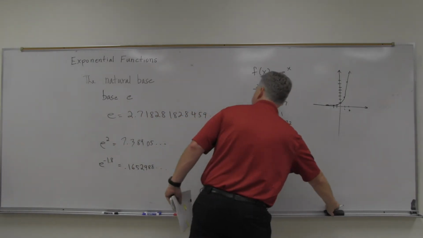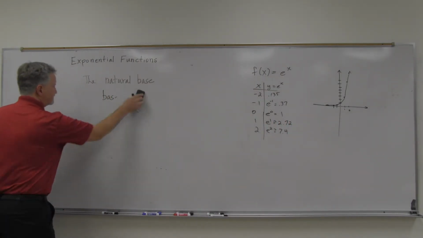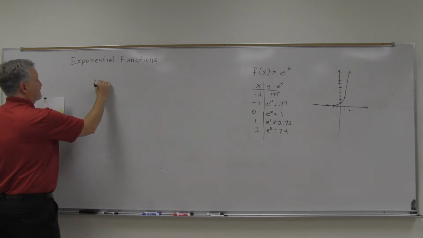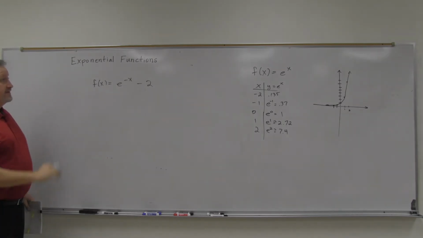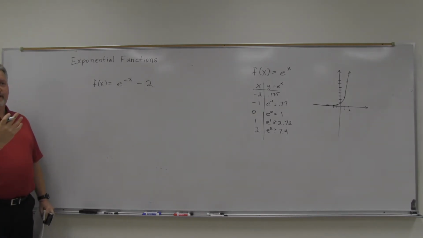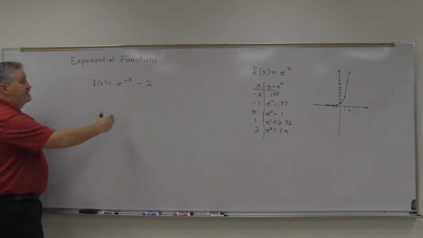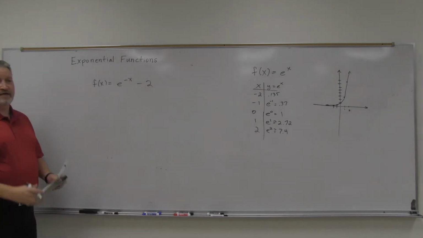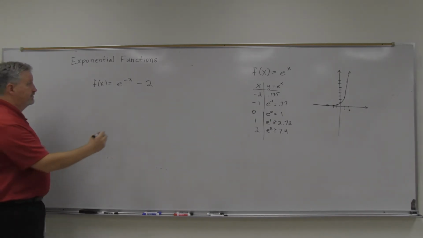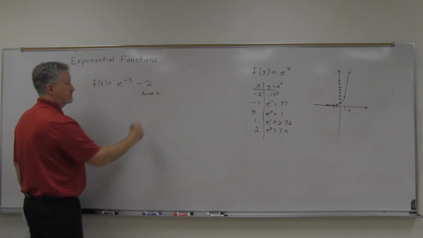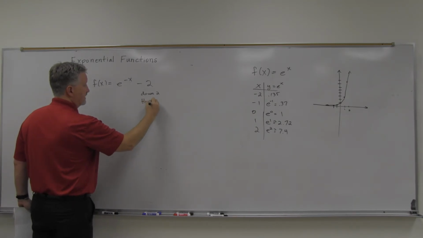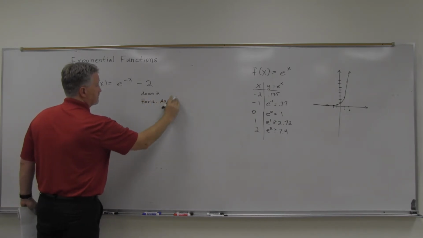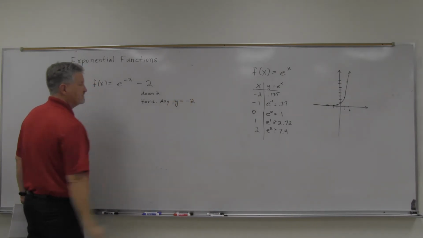All right, what about this one? F of x equals e to the minus x, minus 2. Well, that's got the minus power, x, and so that flips it around. It becomes decreasing. The minus 2, well, that's on the outside there, and so that's going to shift it down 2, which also makes the horizontal asymptote down 2. So the horizontal asymptote is going to be at negative 2 now. Y equals negative 2.